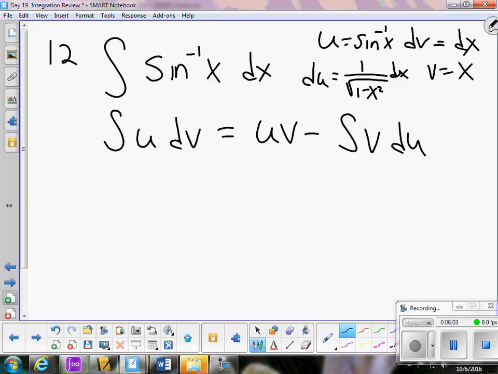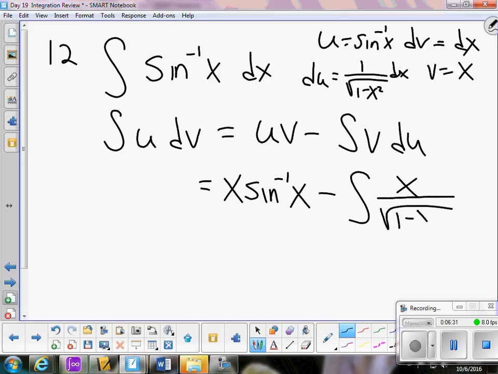Now when we put it together, all right, we get uv. I'm going to do vu, it'll look better. All right, x inverse sine of x minus the integral of v du. So we're going to wind up with an x over square root of 1 minus x squared. And now that's a u-sub like that.